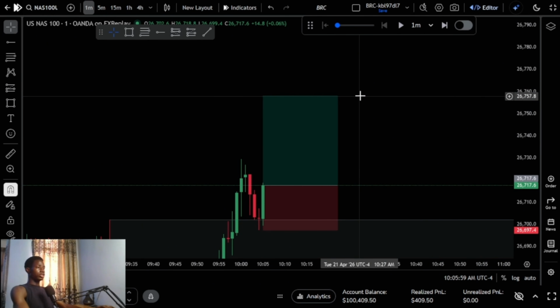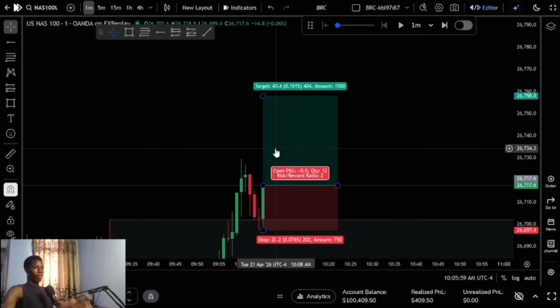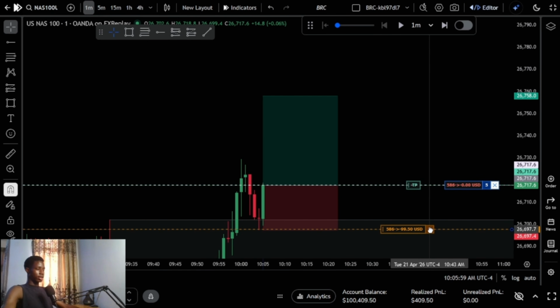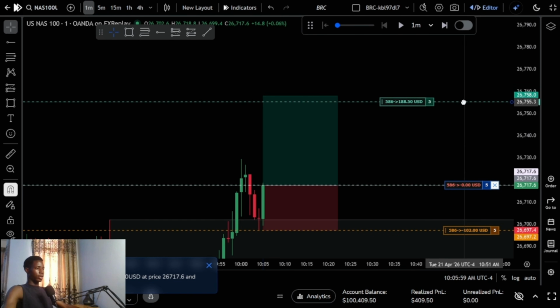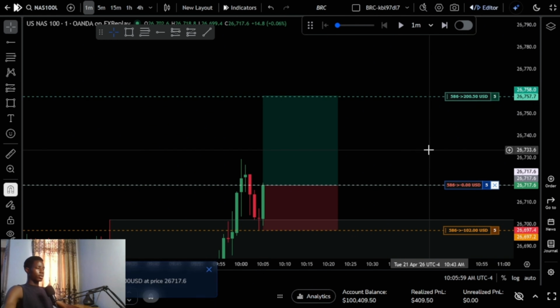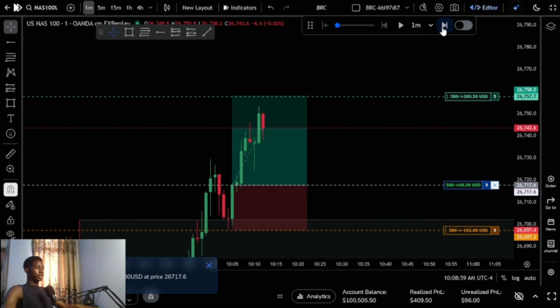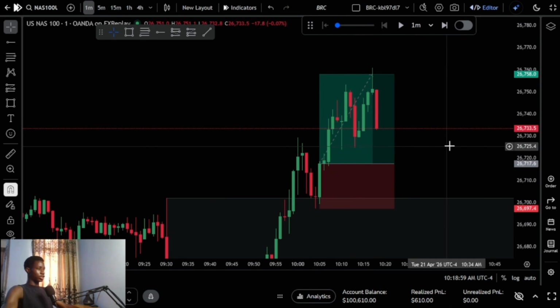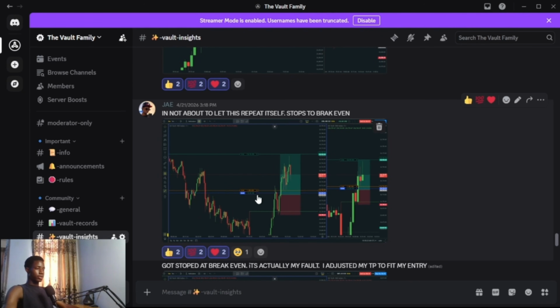So don't adjust your take profit because of how you entered. Right here, let's say I enter buy, stop loss right there, take profit 1 to 2 risk reward. Now let's fast forward this, and as you can see, this trade hit TP for sure. But what did I do here?